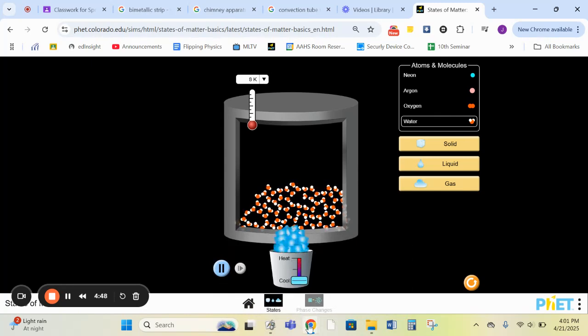And it doesn't matter if I have water, if I have neon, argon, oxygen, all motion, all little wiggles. There is no motion at absolute zero, and that is at 0 Kelvin. And going down, going down, going down. Almost there.